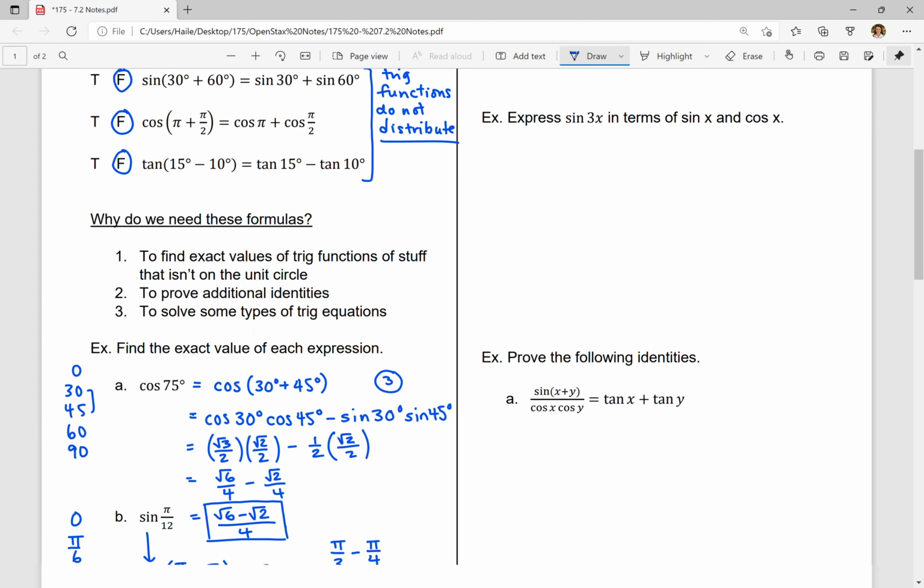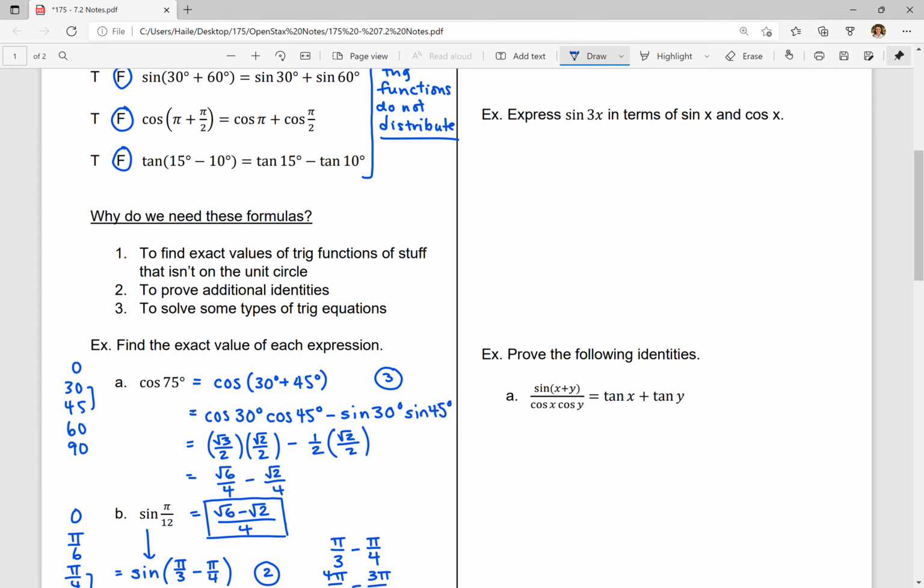So in this next example, we're going to express sine of 3x in terms of sine x and cosine x. So this one's going to be a little more algebraic. We're not going to get a numerical answer here. So let's start by writing sine of 3x.